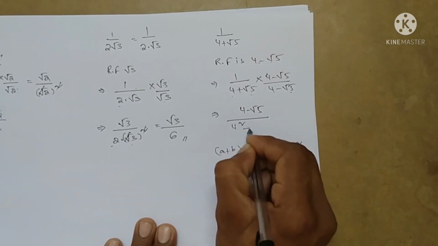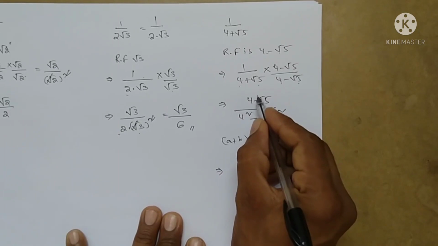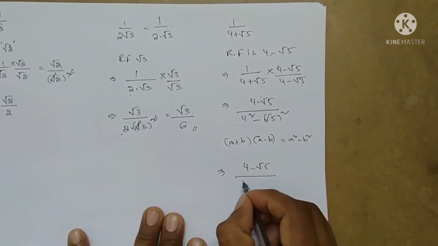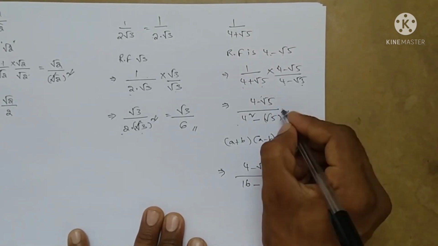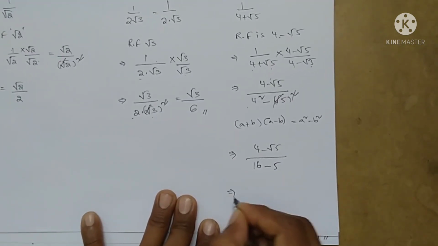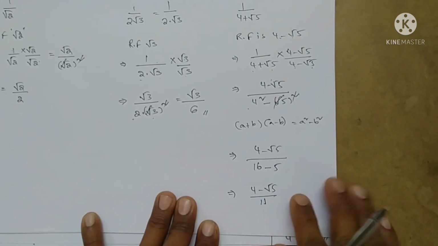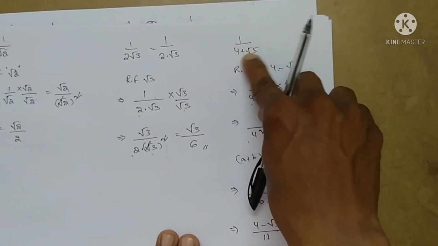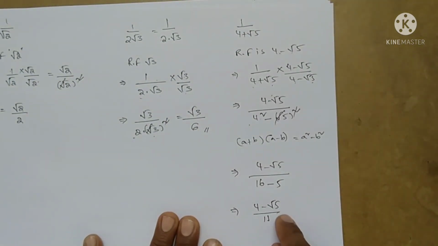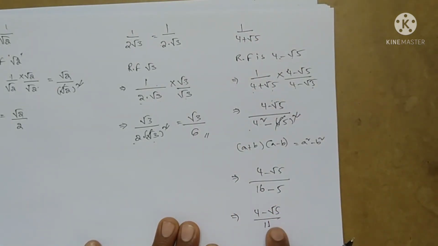So 4 square minus root 5 whole square. So that is equals to 4 minus root 5 by 4 4s are 16 minus root 5 whole square, square root cancel. So 5. 16 minus 5 is equals to 11. 4 minus root 5 by 11. This is the final result. Here the denominator is rationalized. So 1 by 4 plus root 5 is nothing but 4 minus root 5 by 11.